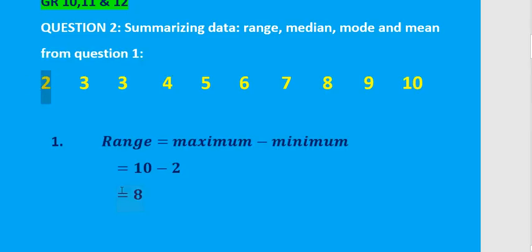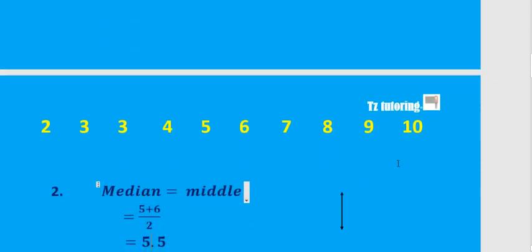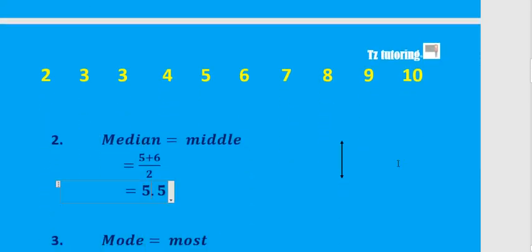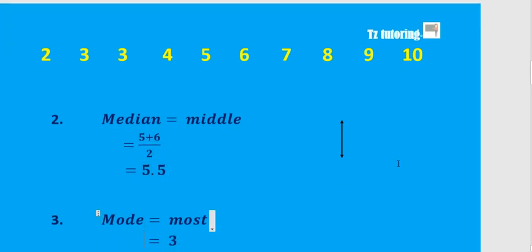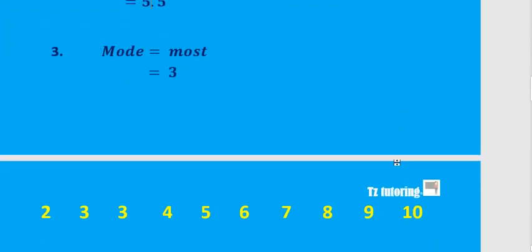which is 2, and then the range is 8. Okay, so maximum subtract minimum. Move on to the second part. All right, so for the second part, you need to calculate the median.